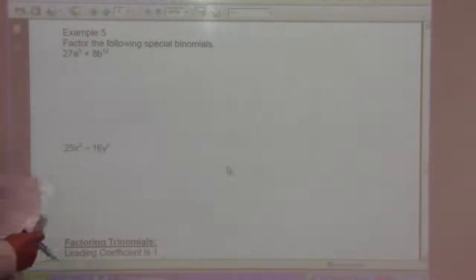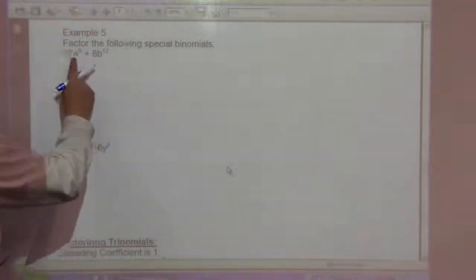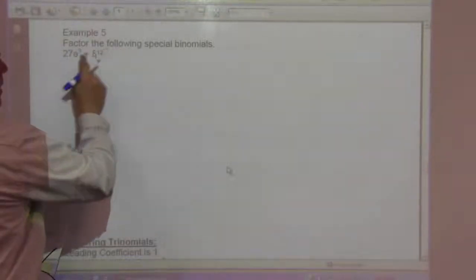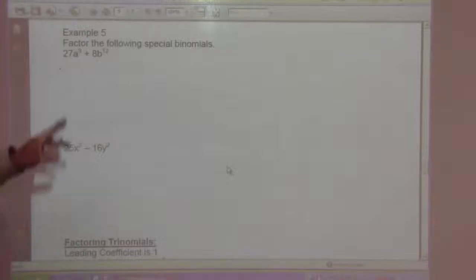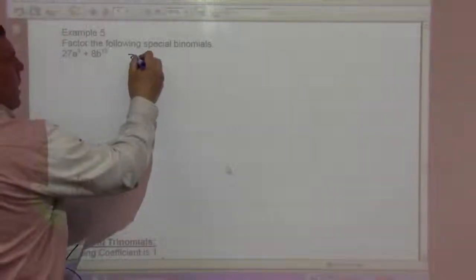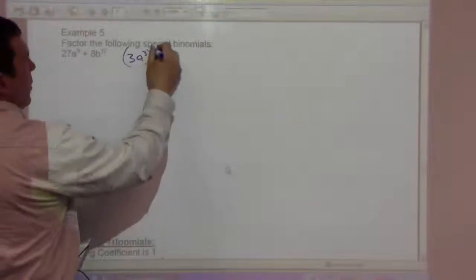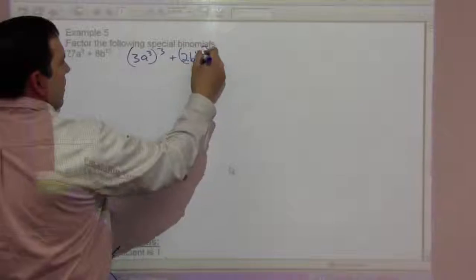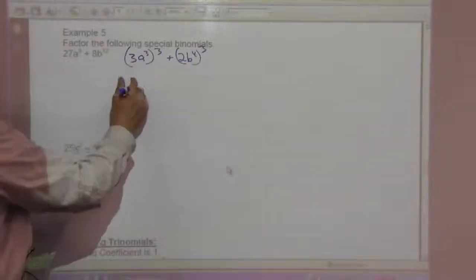It says factor the following special binomials. We have 27a to the 9th plus 8b to the 12th. Now 27 is a perfect cube, not a perfect square, as is 8. So I'm going to treat that as 3a cubed plus 2b to the 4th cubed. Now I have a sum of cubes.